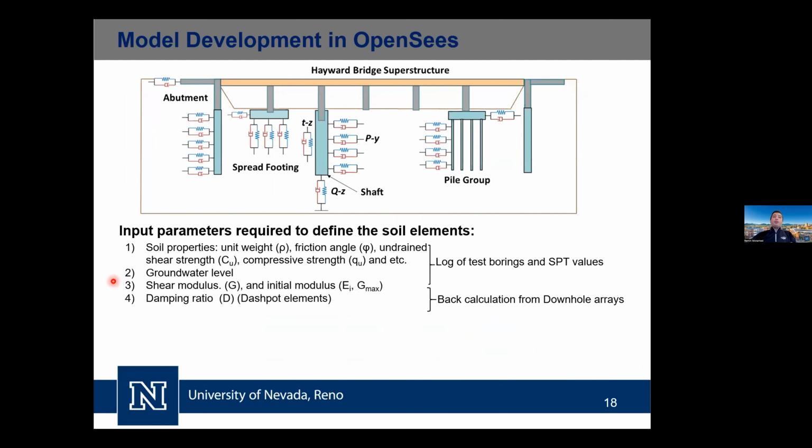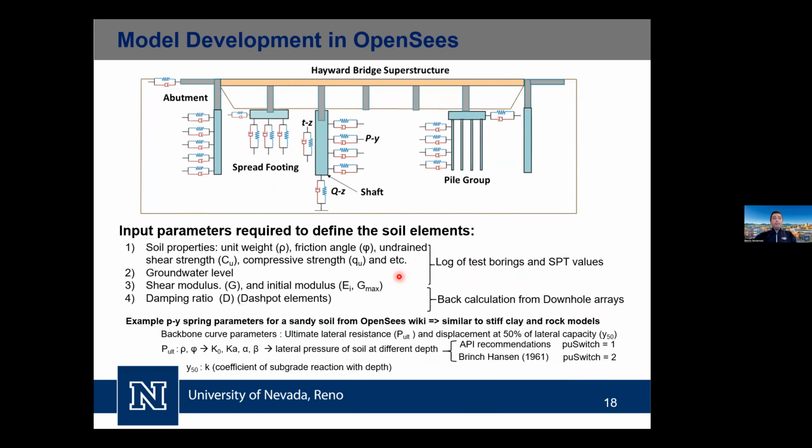So in order to make sure our work is properly incorporated into the overall BRACE2 team project, we had to transition to OpenSees. This is where we use the data we've already collected, either test borings or repeatable oil counts, or even those dynamic properties back calculated from downhole arrays, to inform the properties for these spring and dashpot elements in the OpenSees model.